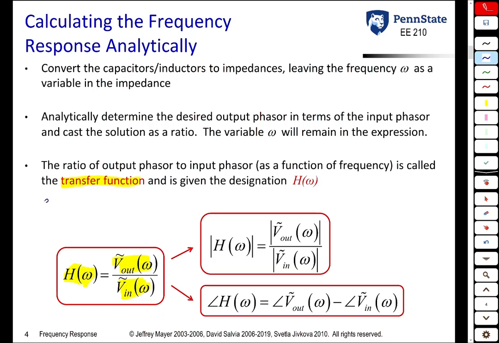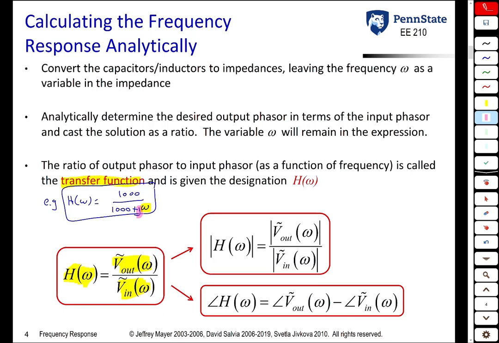An example of a typical H of omega would be 1,000 over 1,000 plus j omega. What we notice with these transfer functions is that they are functions of omega, and they also, in general, will have some complex numbers associated with them. What we're going to see is that this transfer function equation itself is not terribly useful unless we manipulate it a little bit.